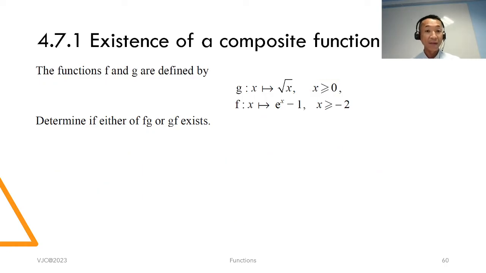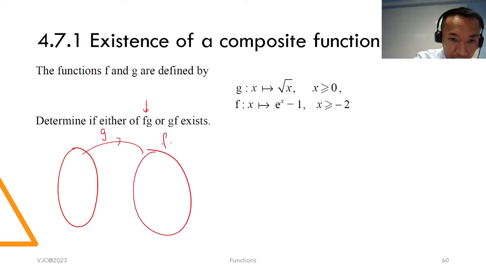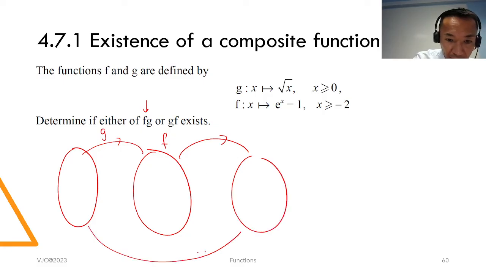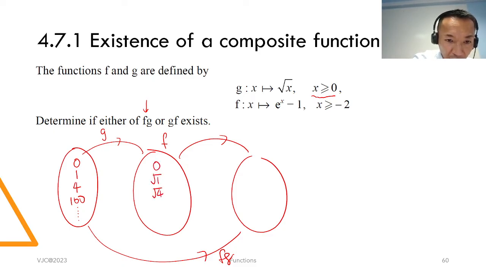How about FG now? Sure, let us take a look. FG is this. If you take a look at the domain of G, it is 0, 1, 4, 100, and so on, all the way. Am I very sure that FG exists? Let's see. If I undergo G, I will get square root of 0, which is 0, then square root of 1, square root of 4, square root of 100, etc. All these are non-negative numbers again.